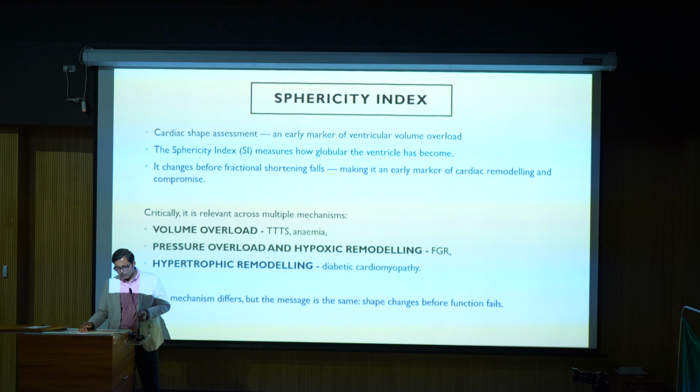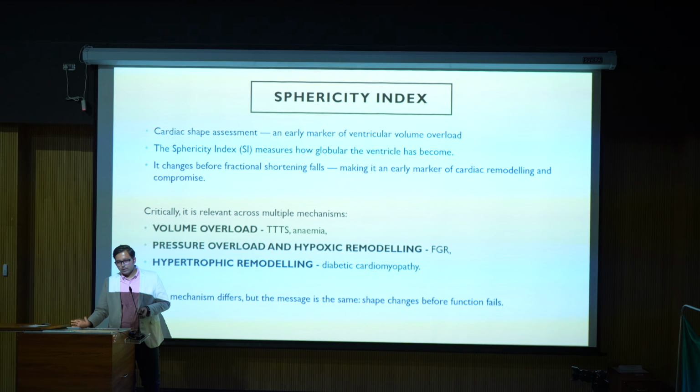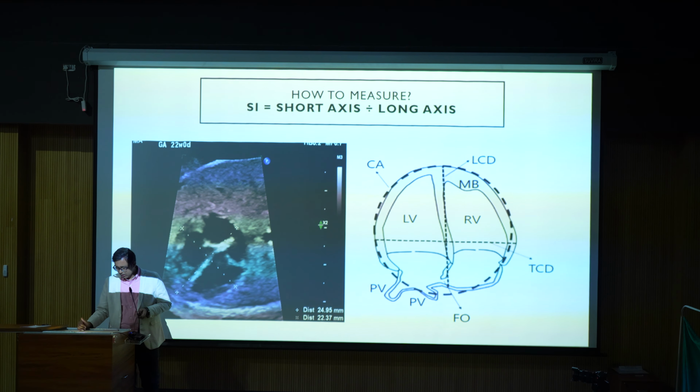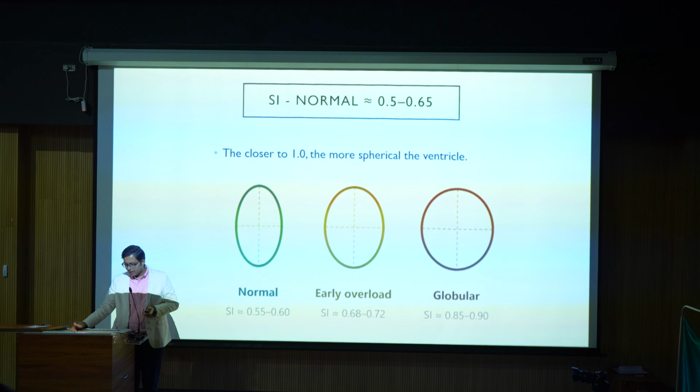Across the board, because of TTTS or fetal anemia, if there is remodeling like in FGR, if there is hypertrophic remodeling because of diabetic cardiomyopathies, in all those cases the sphericity index will be abnormal. So how to measure the sphericity index? There are formulas. You just have to take the transverse diameter below the valve's insertion and the longest longitudinal diameter. Anything between 0.5 to 0.65 will be a normal sphericity index. If it is closer to 1, that means the ventricles are more spherical.